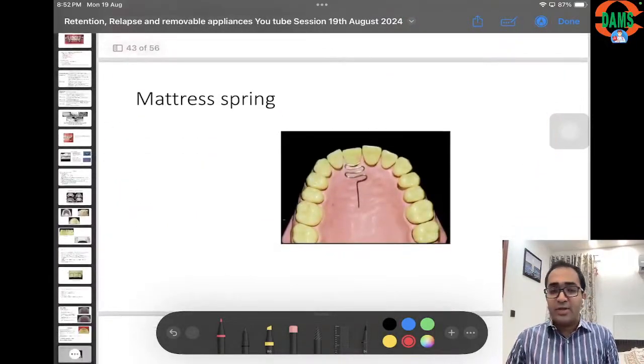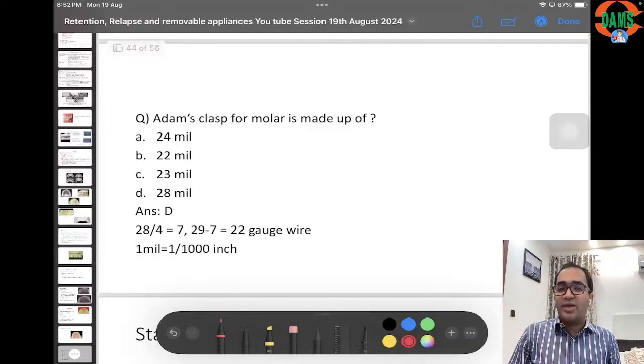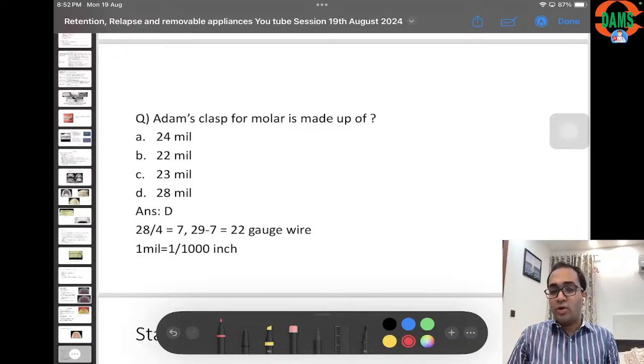Next is the matrix spring. This is the image of a matrix spring. So another question for you: Adams clasp for molar is made up of? The options were given in mil, the MIL system, as I've told you. So the correct answer is D, that is 28 mil. How to convert from mil to inch, I have already told you.